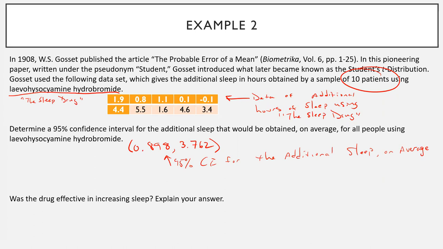So what we're saying is, look, anybody who takes this drug, we're 95% confident that they'll get between 0.898 additional hours, or all the way up to, the mean could be as high as 3.762 additional hours of sleep.